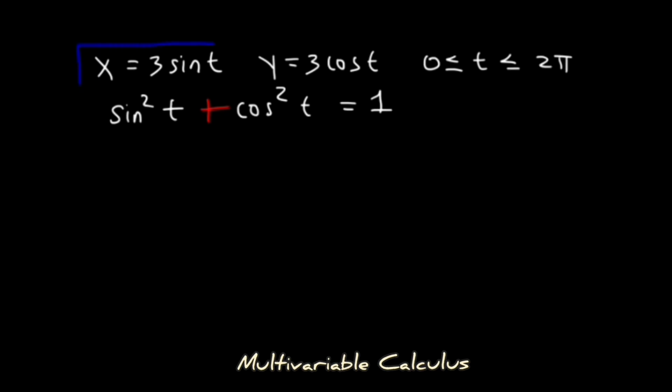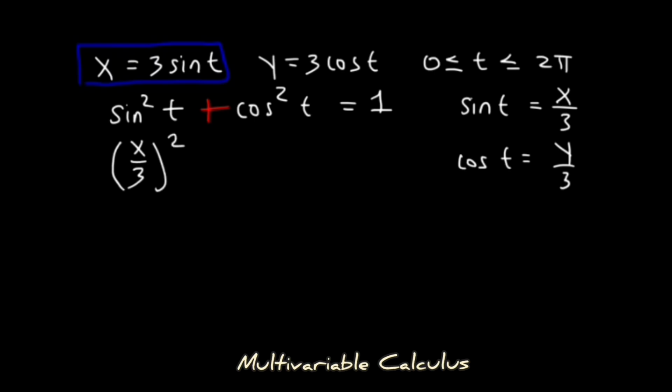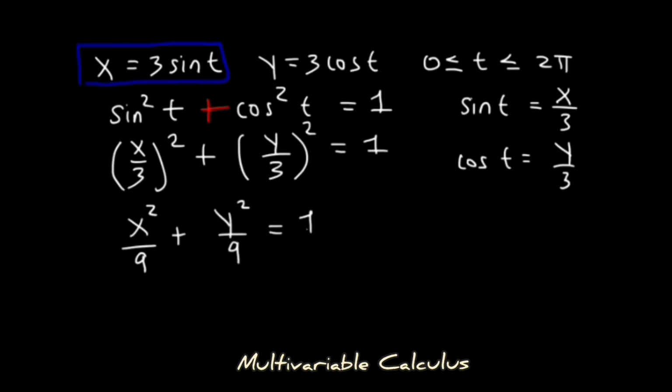Now let's solve for sine in this equation. If x is equal to 3 sine t, then sine t is x divided by 3. And cosine t is going to be y divided by 3, based on the equations we were given. So sine squared is x over 3 squared, and cosine squared is y over 3 squared. So then what we have is x squared over 9 plus y squared over 9, which is equal to 1.